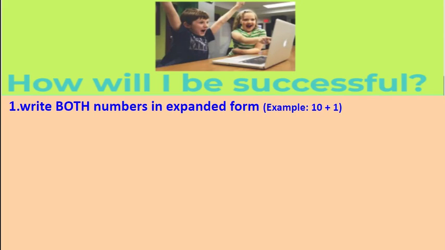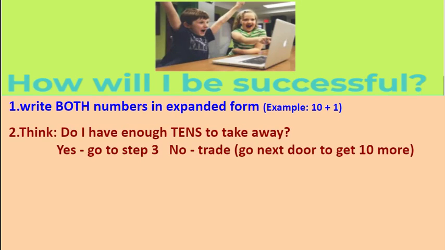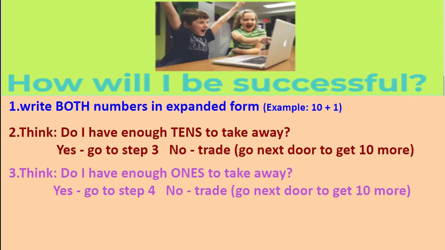We will still write both numbers in expanded form, and then we will think, do I have enough tens to take away? If yes, we will go to step 3. If no, we will trade or go next door to get 10 more. Then we will think, do I have enough ones to take away? If yes, go to step 4. If no, we will need to trade. Go next door to get 10 more.